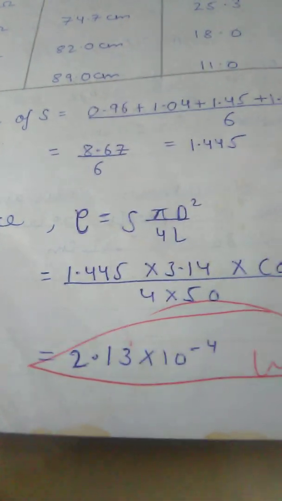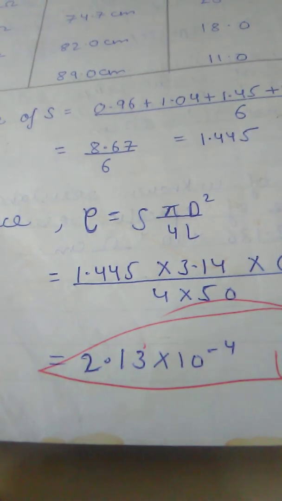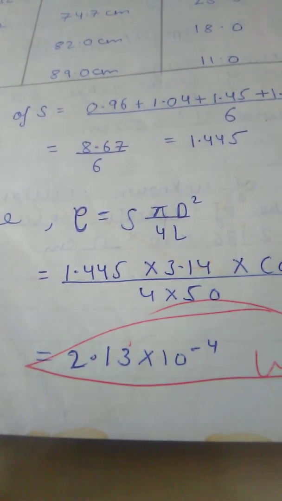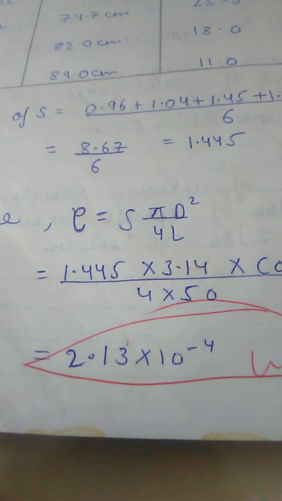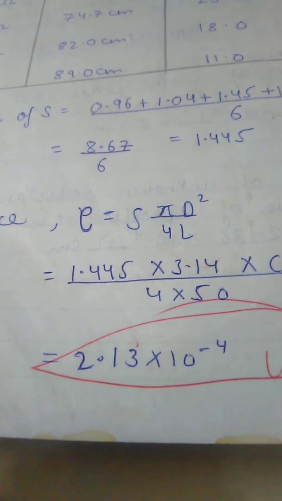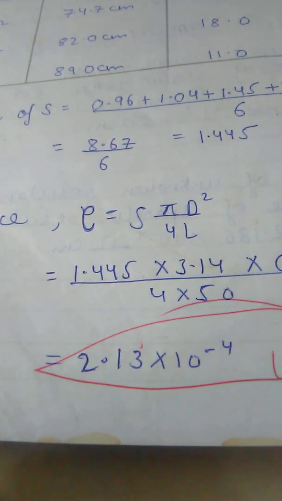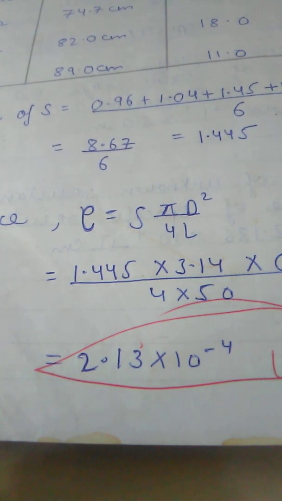Now there is one mistake in this. He has not written the unit. The answer is correct, but he has not written the unit. So what is the unit? You are calculating the specific resistance, so the unit for the specific resistance is ohm meter.